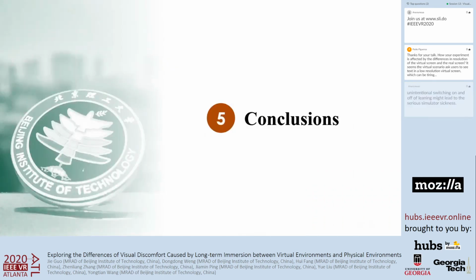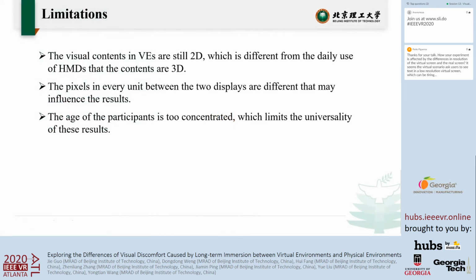Conclusions. There are also some limitations of our study. The first is that the VM contents in virtual environments are still 2D, which is different from the daily use of HMDs. And the pixels per unit between the two displays are different. That may influence the result. And the third is that the age of the participants is too concentrated, which limits the universality of this result.